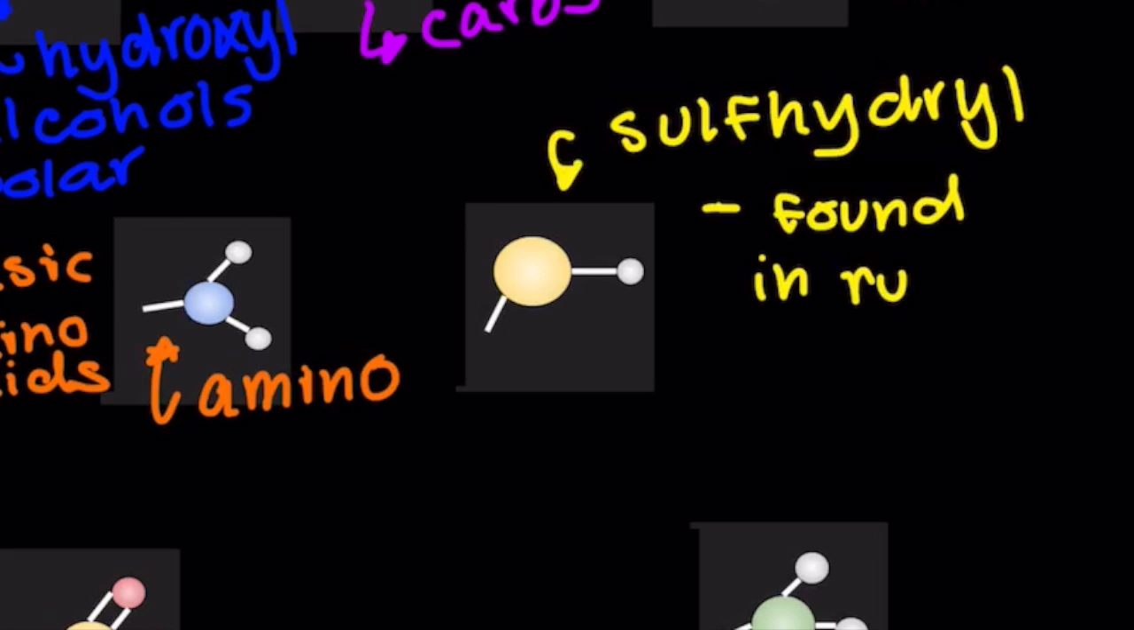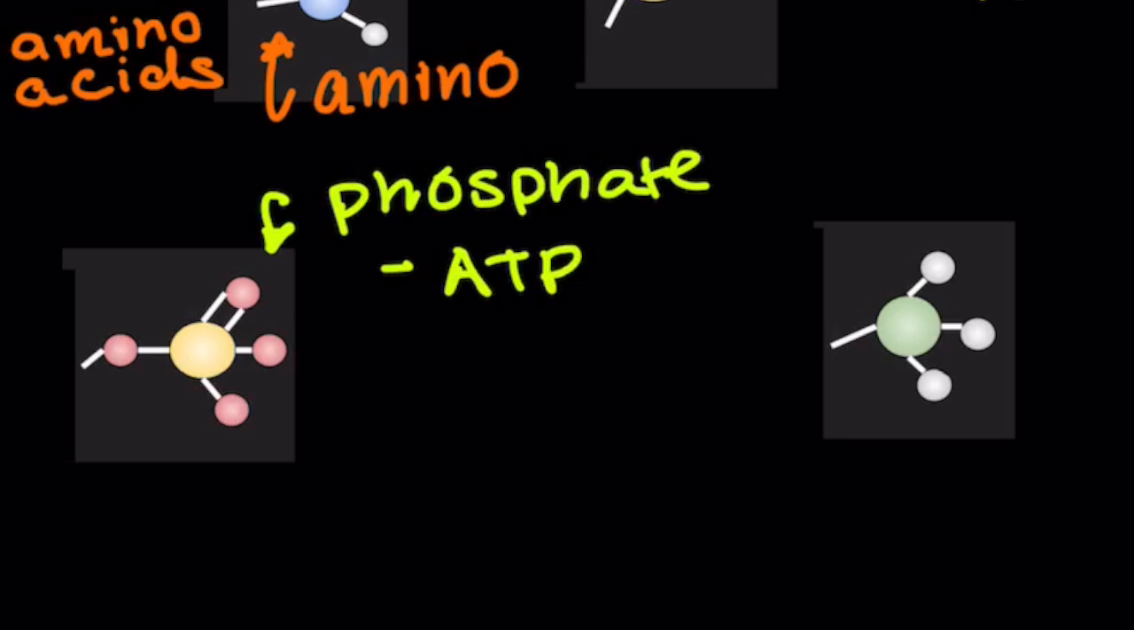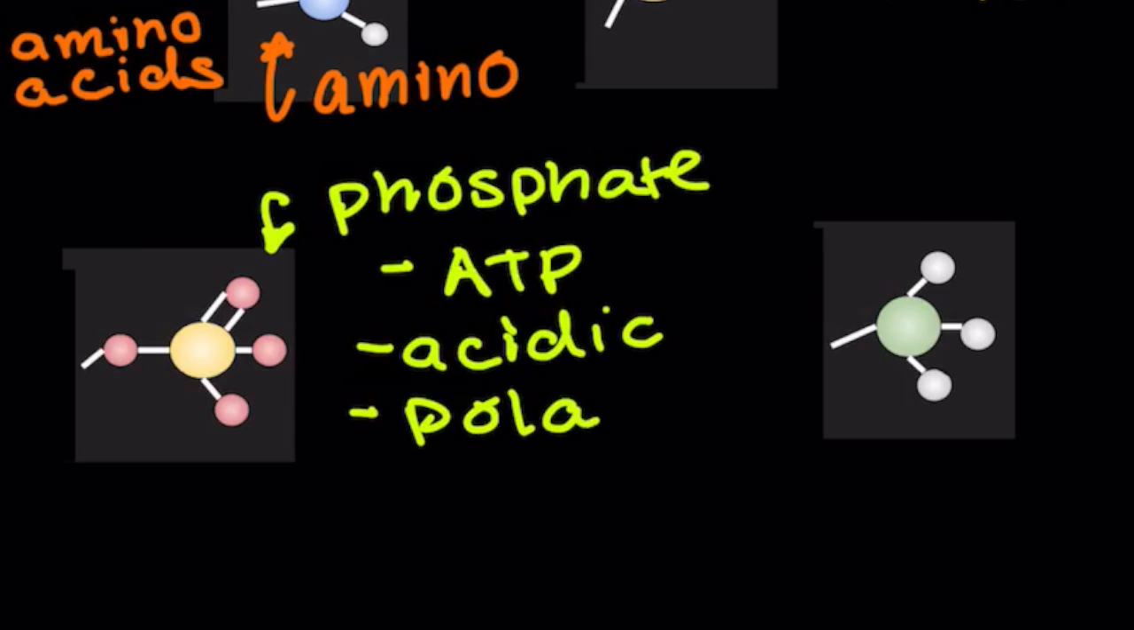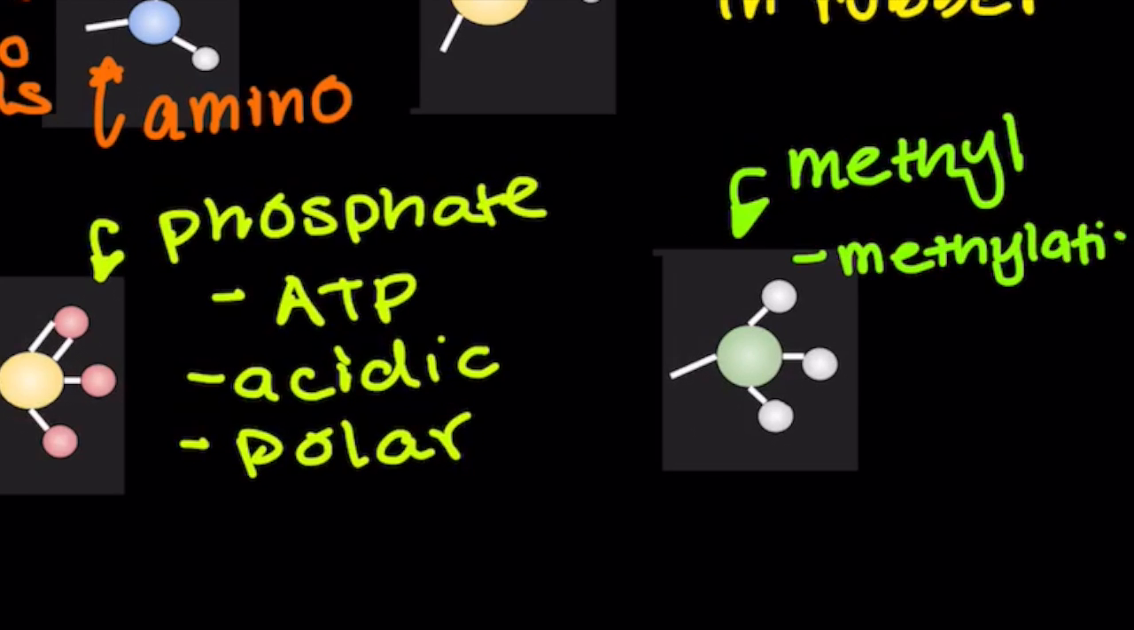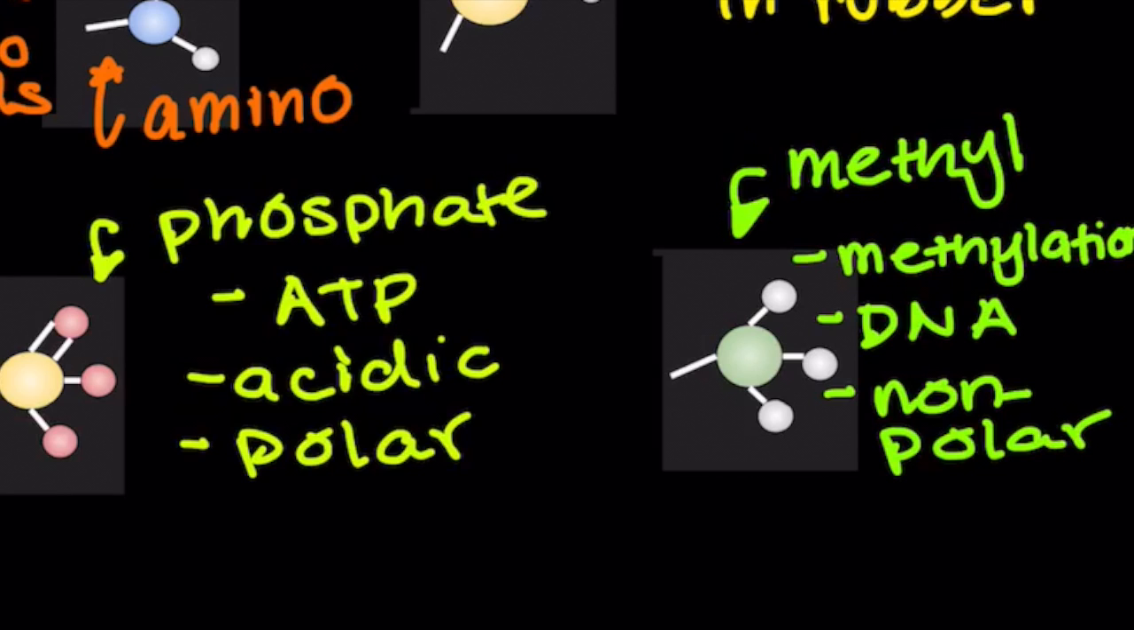Sulfhydryl is found in rubber. Phosphate is very important, and it is found in ATP. It's acidic, and it is polar. And the last one is methyl, which occurs during methylation, which is when DNA is tighter. So when these methyl functional groups attach to DNA, DNA winds tighter, so it's harder for it to be transcribed, and it's also nonpolar. These functional groups are the 7 main ones that you should memorize for AP Biology.